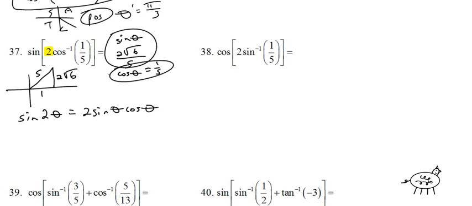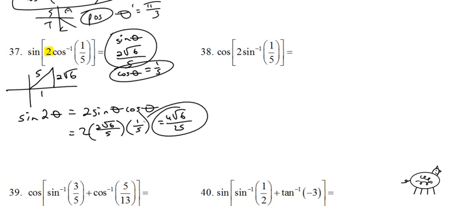Now, you knew it was 1/5 because look at the original problem, it's inverse cosine of 1/5. So, of course, cosine of theta has got to be 1/5. Then you just multiply it all together. So 2 times 2 root 6 over 5 times 1/5. And we get 4 root 6 over 25. Okay, it's pretty easy. And here we go again, math fans.